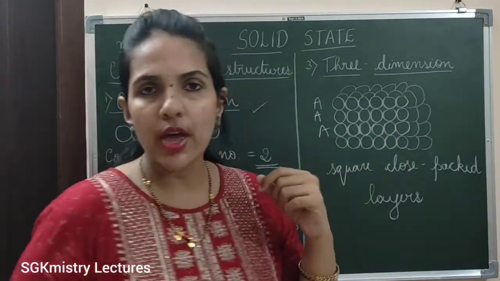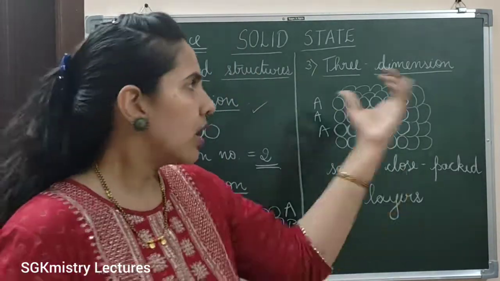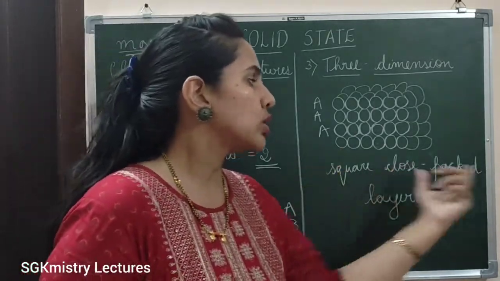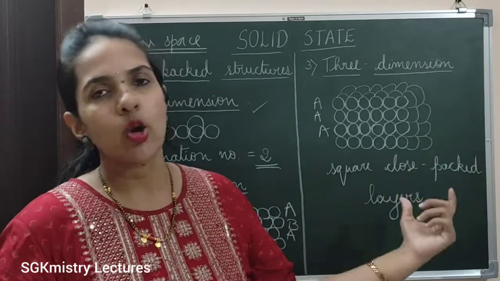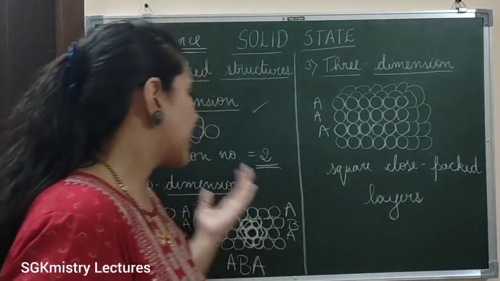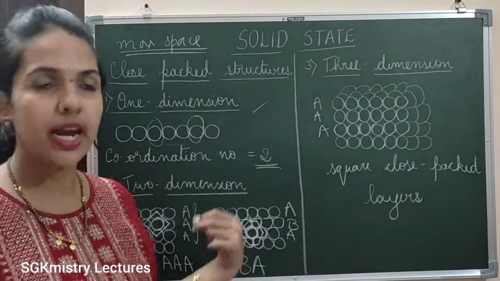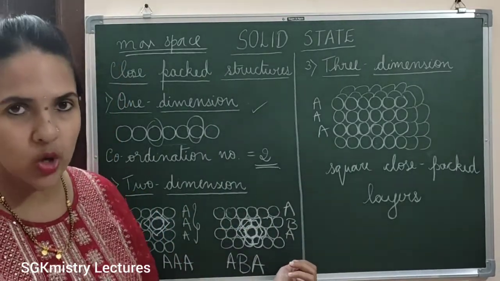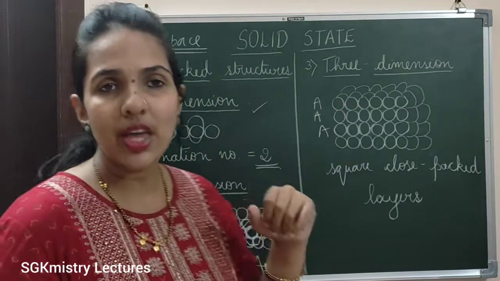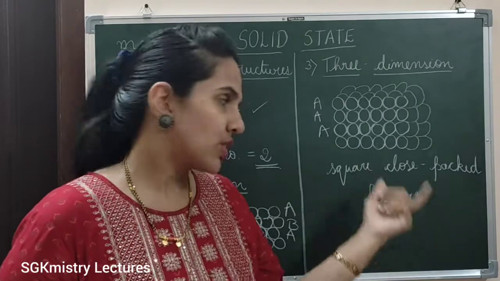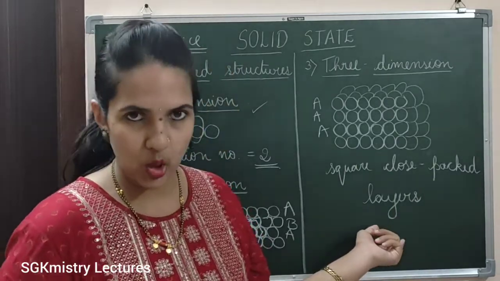Such type of arrangement in three-dimensional arrangement of solids is called square close-packed layers or square close-packed structure. As I have already told, in case of two-dimensional arrangement there are two types, that is square close-packed as well as hexagonal close-packed structures. Same way here in three-dimensional structure we have square close-packed structure as well as hexagonal close-packed structure.